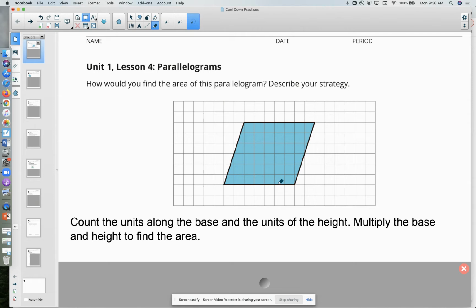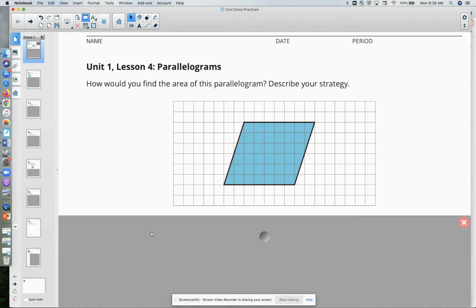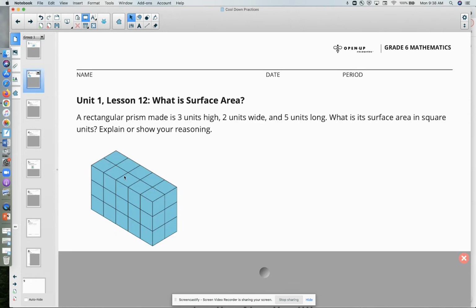So here you can count 1, 2, 3, 4, 5, 6, 7. 1, 2, 3, 4, 5, 6. 7 times 6 is 42. That's one way you can do that. Okay, number 2. A rectangular prism is 3 units high, 2 units wide, and 5 units long. What's its surface area? Explain or show your reasoning.